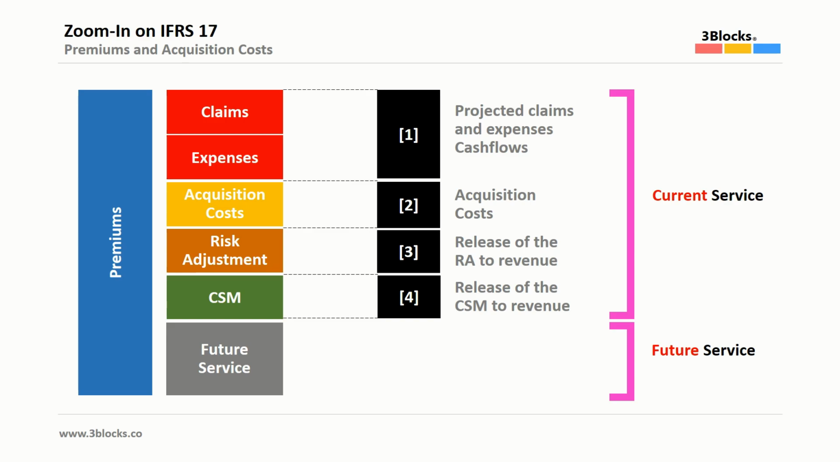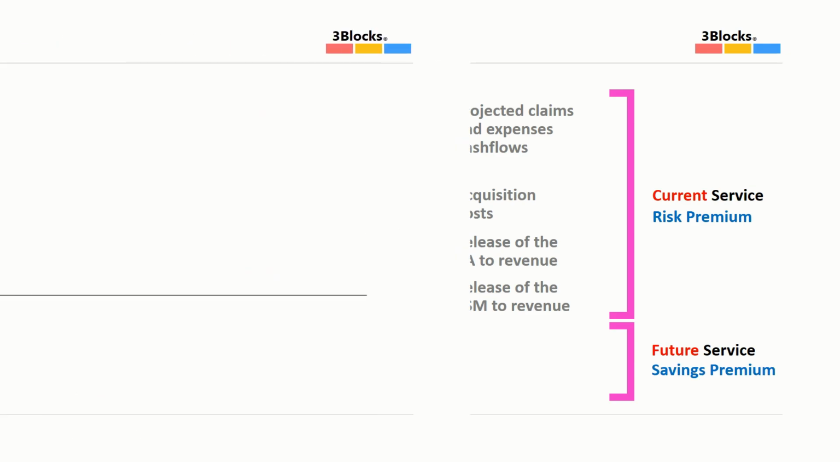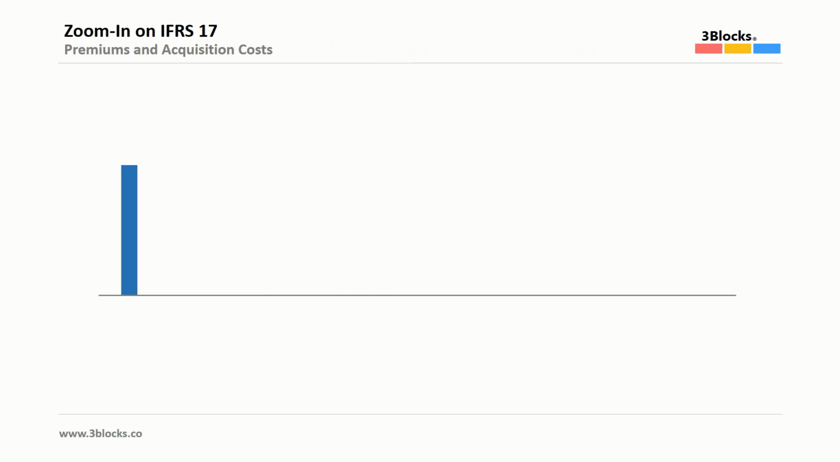Using the analogy to the existing actuarial terminology, we may call the amount corresponding to the revenue the risk premium, and the balancing figure that gives in total the premium paid the savings premium. On this graph, paid premium is depicted by blue bars, risk premium by brown bars, and savings premium by yellow bars. In this example, most of the premium at the beginning of the insurance period corresponds to the future service. That is, it will be used to finance future claims and expenses.